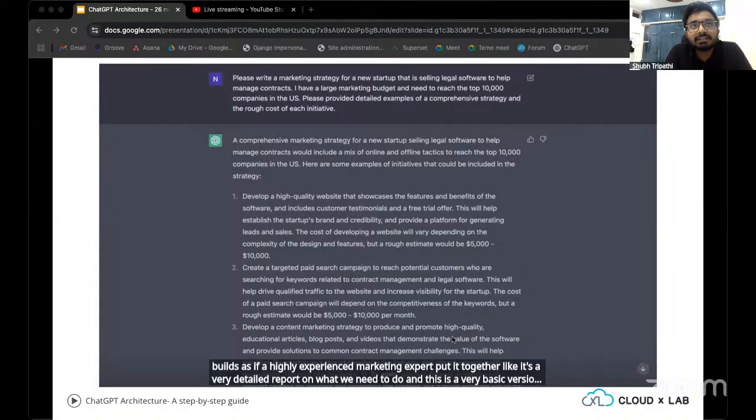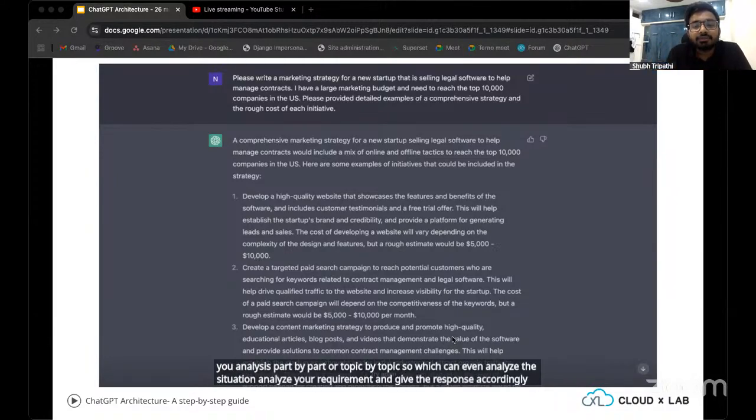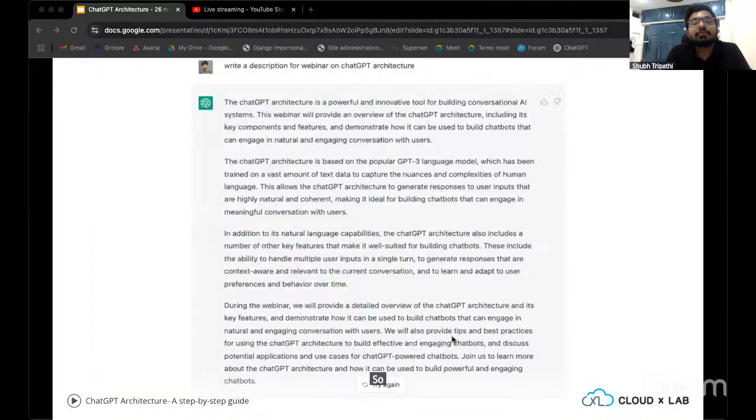Nowadays, there are lots and lots of better models which can give you analysis part by part or topic by topic. They can even analyze the situation, analyze your requirements, and give the response accordingly. So it's getting more advanced now.